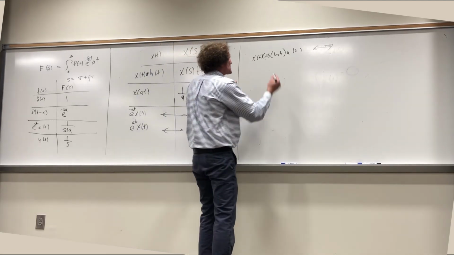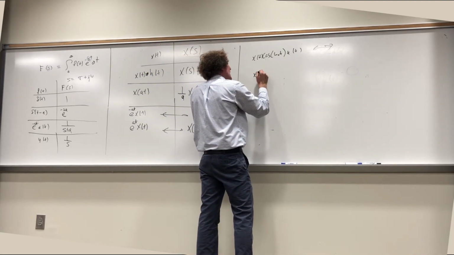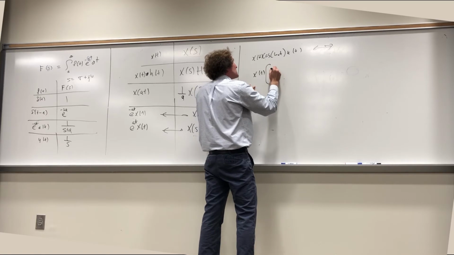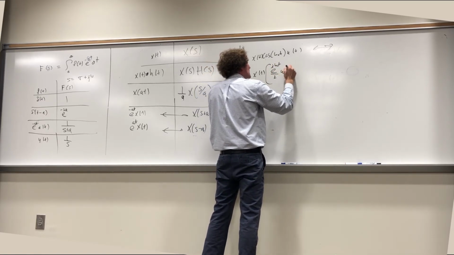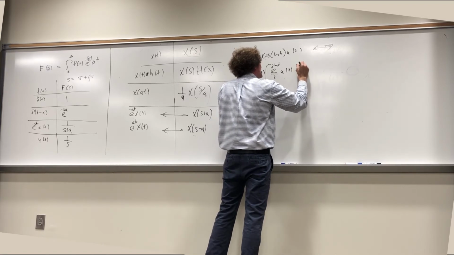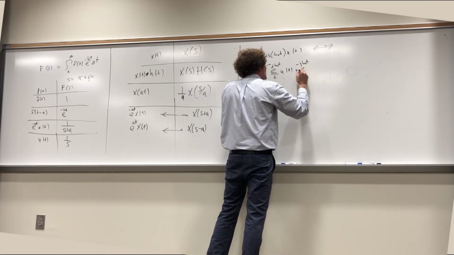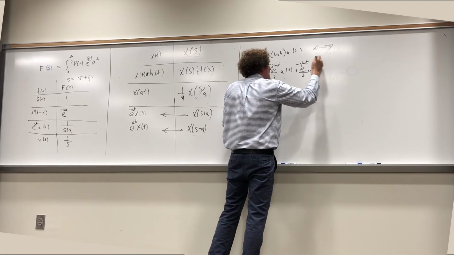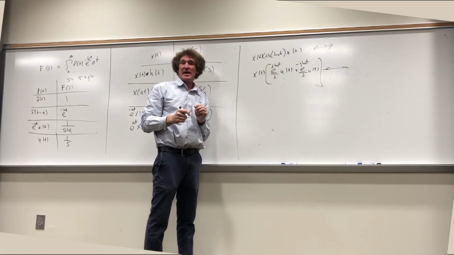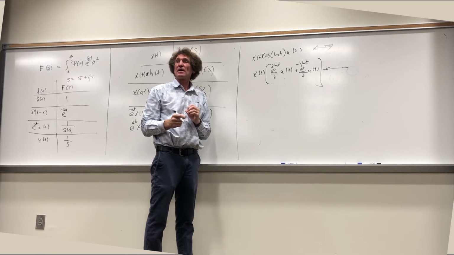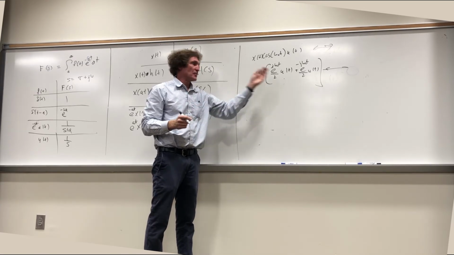So when I do this, this cosine can look like x of t times e to the j omega naught t over 2 u of t, plus e to the minus j omega naught t over 2 u of t. And lo and behold, I have x of t times e to the at, where a now is j omega. You all see that? Divided by 2, of course.